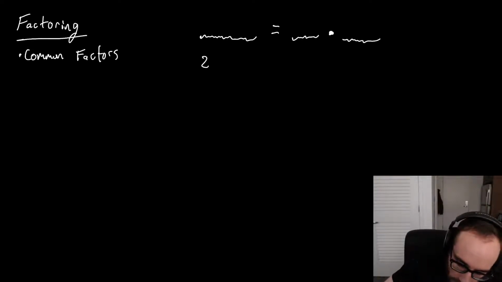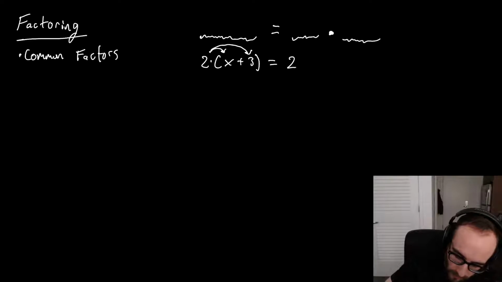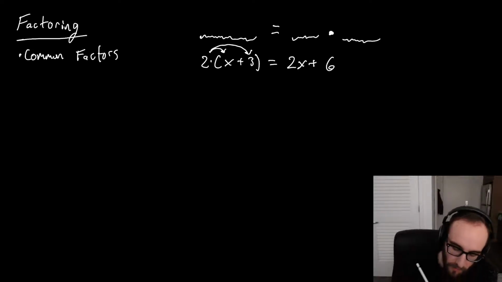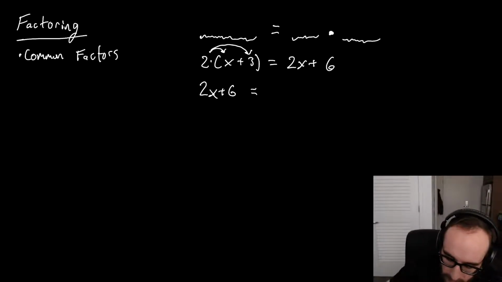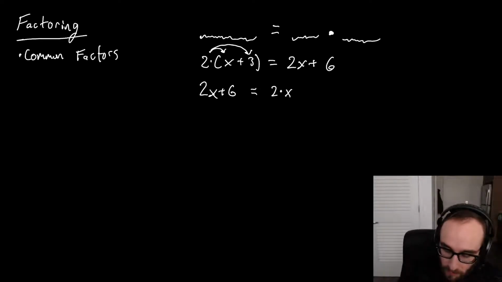For example, if we had 2 times x plus 3, if we wanted to distribute this, we would distribute the 2 to the x and the 2 to the 3. So we would get 2x plus 6. Factoring is the opposite, where we're given 2x plus 6, and we want to rewrite this as something times something. So what we can do is break this up. We can factor each term as much as possible. In other words, rewrite it as the product of prime numbers.